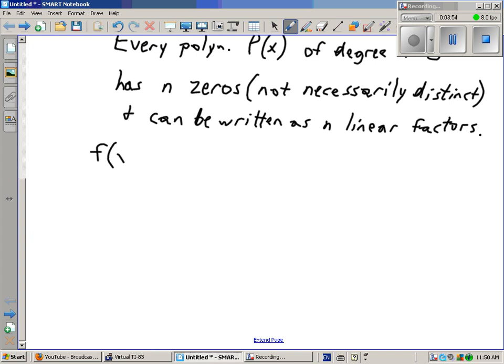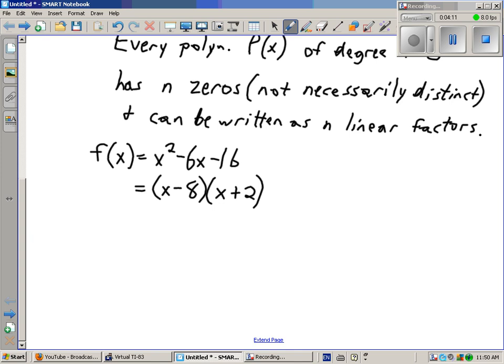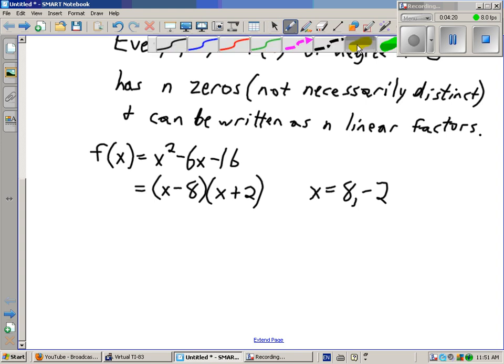Here's an example. f of x is equal to x squared minus 6x minus 16. We could factor that and write it as x minus 8 times x plus 2. So we have a 0 at x is equal to 8, and another 0 at x is equal to negative 2. Both of those are real zeros, and we can write it as this linear factor, x plus 2, times this linear factor, x minus 8. Because it is second degree, we get two linear factors.